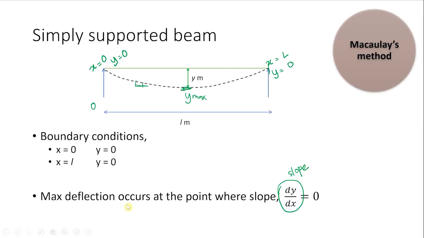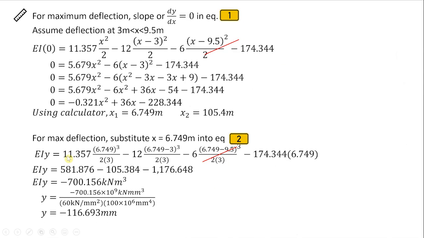So maximum deflection occurs at the point where the slope is equal to dy over dx, when dy over dx equals zero. So that is the rule. You know the rule dy over dx, which means the equation that has the term dy over dx. That is in equation 1, which is the slope equation. You take the slope equation, copy the slope equation, and put it into your calculation.